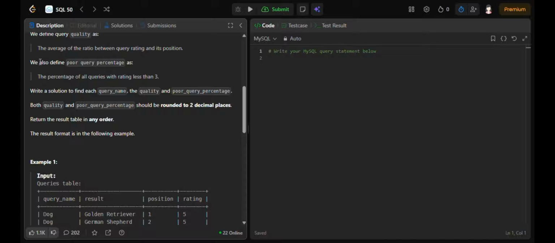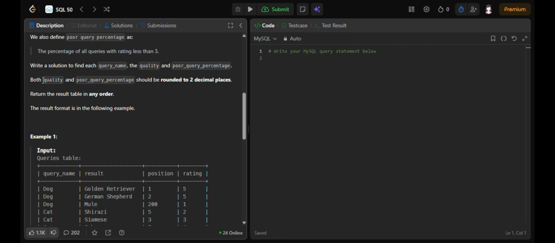And we also have to define the poor query percentage, which is the percentage of all the queries with a rating less than 3. Here we are going to write a solution to find each query name, with the quality and the poor query percentage, where both the quality and the poor query percentage should be rounded to 2 decimal places, and the result table can be in any order.